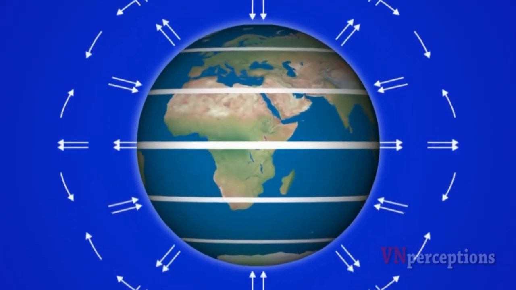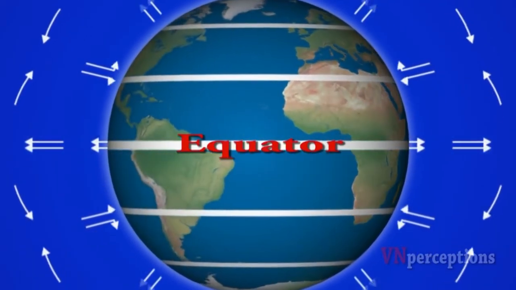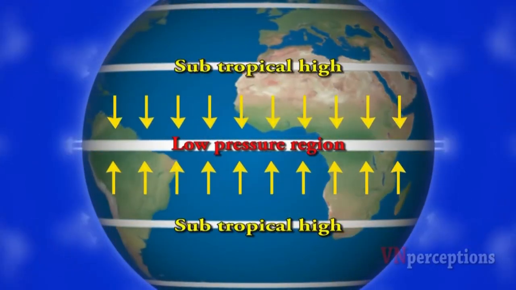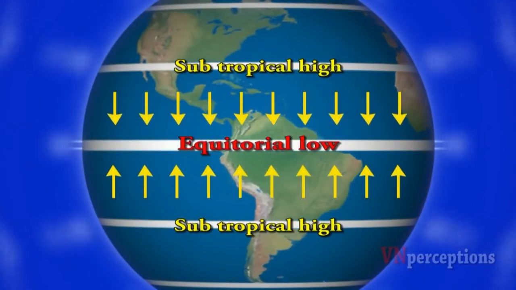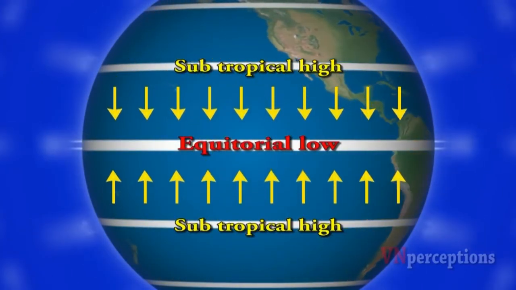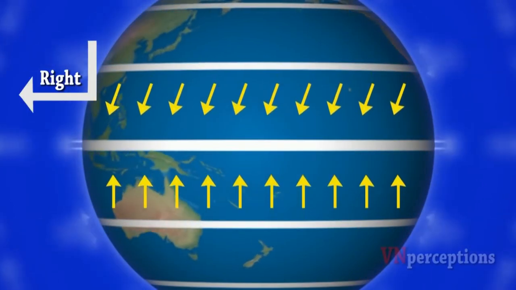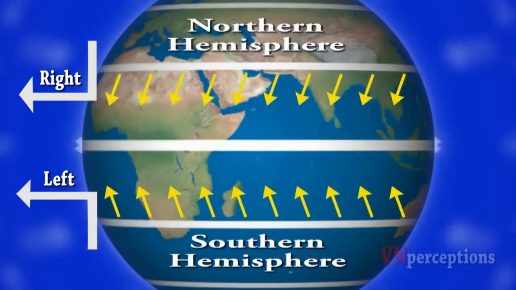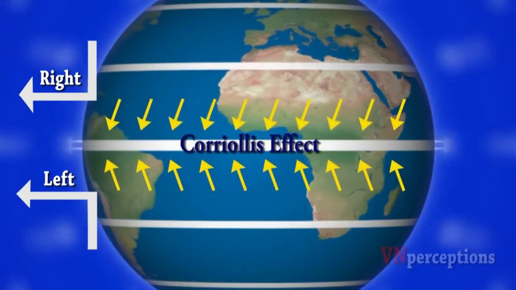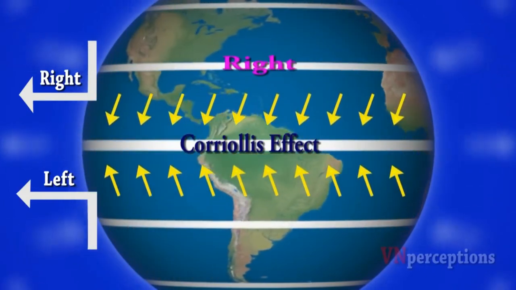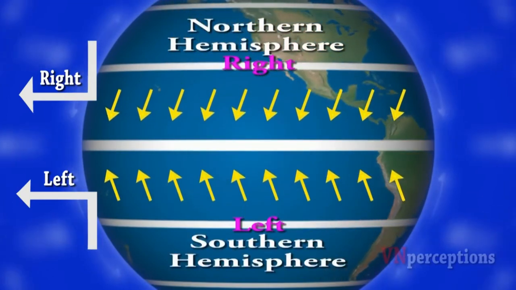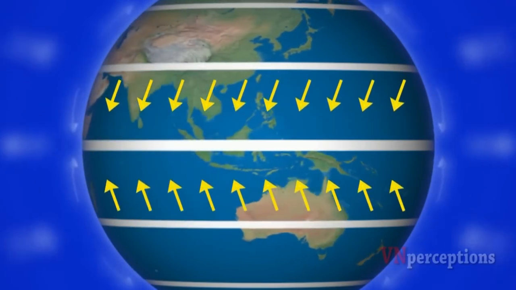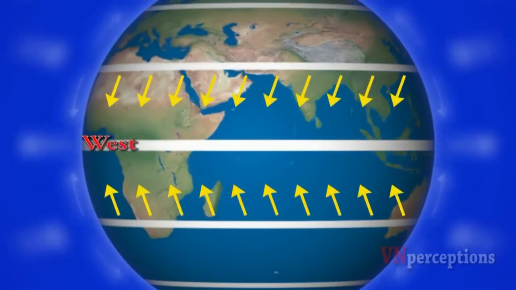On the surface of the earth, along the equator, the winds move from high pressure regions to low pressure regions, that is from subtropical highs to the equatorial low in the northern and southern hemisphere. These winds bend to the right in the northern hemisphere, and in the southern hemisphere, the winds bend to the left. And this is described as Coriolis effect. The winds bend to the right and left in the northern and southern hemisphere respectively because the earth is spherical in shape and the earth rotates from west to east.